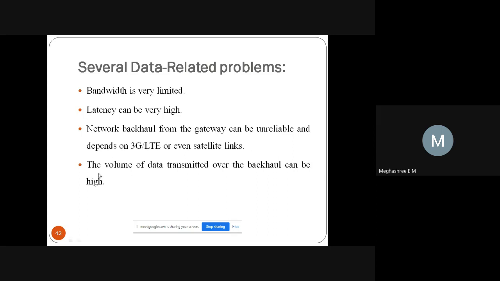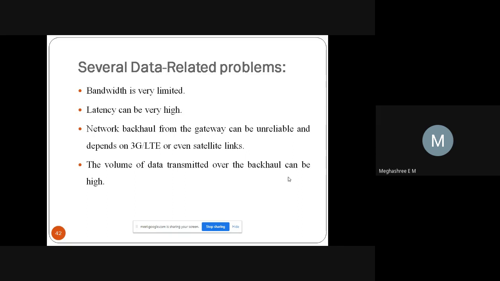The next problem is that the volume of data transmitted over the backhaul can be high, because there may be n number of objects connected to the internet, right? At each and every point, huge data will be collected, and this data has to be transferred to the cloud for processing, right?